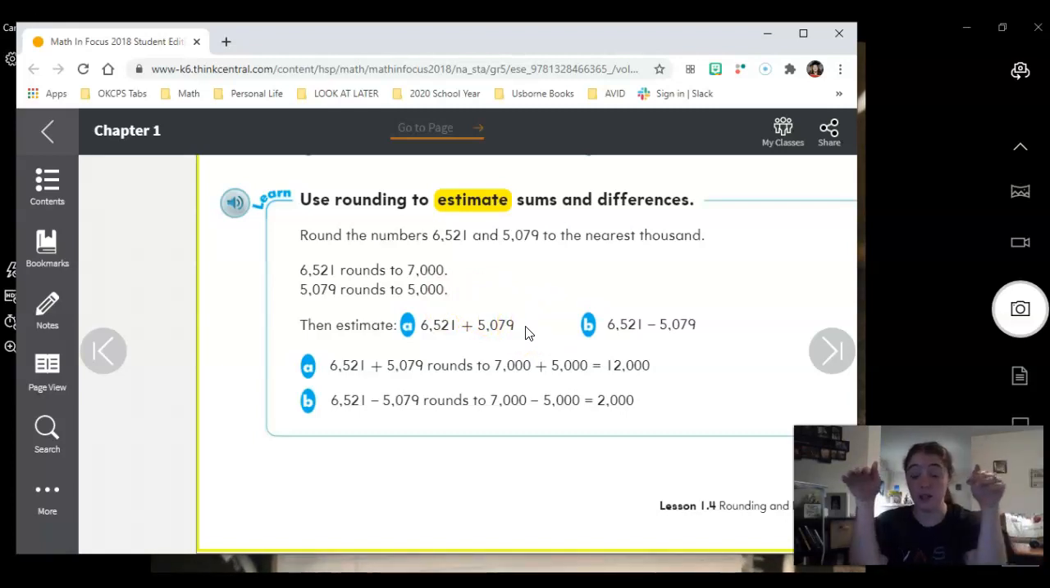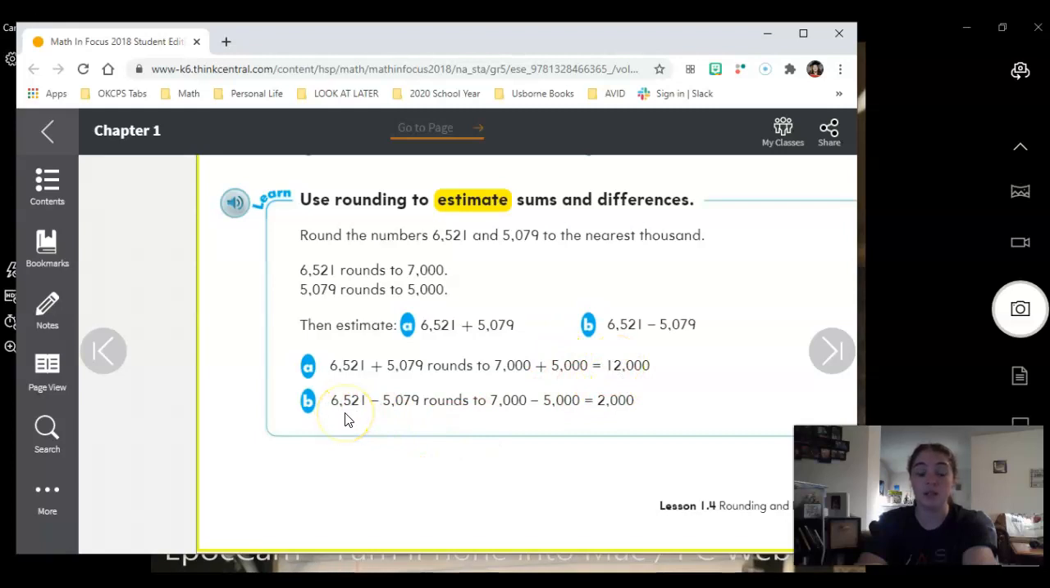We do not add before we round, okay? We round before we add or subtract. So here in A, it says 6,521 plus 5,079 rounds to 7,000 because the 5 pushes the 6 up, plus 5,000 because the 0 lets the 5 rest, keep it the same. So then after you round, you can add or subtract. So we know 7,000 plus 5,000 equals 12,000 because 7 plus 5 equals 12.